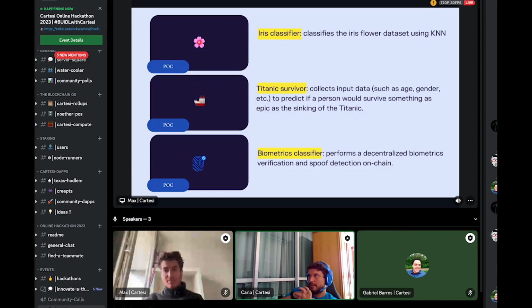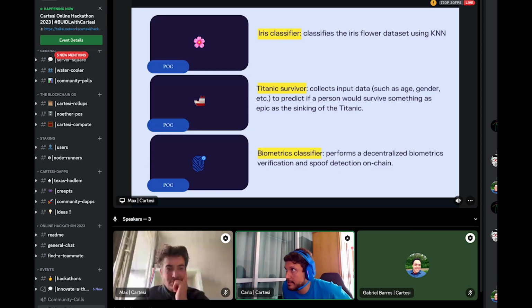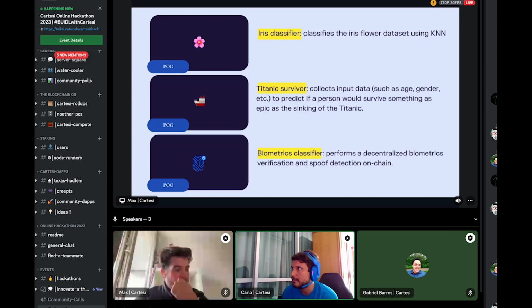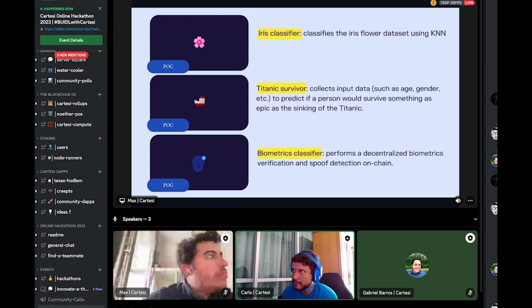So the first one is a classical one in the machine learning field. We have this iris flowers dataset that he used to train models and to check if they can correctly classify the flower in question. And he implemented this program that goes through this dataset and does the classification inside Cartesi using Python as his language of choice. And the technique he used is called KNN, which is K nearest neighbors. It's an interesting technique that's pretty simple, but powerful and can solve multiple problems.